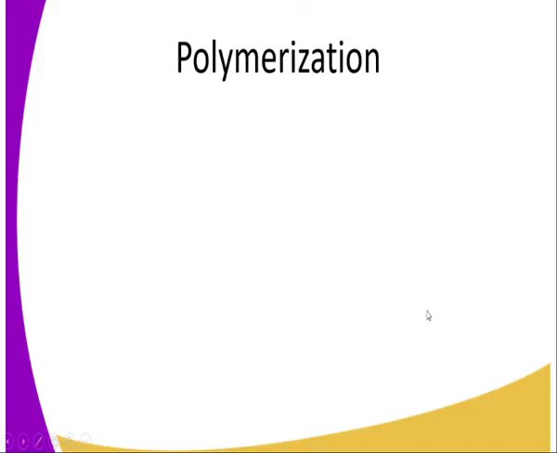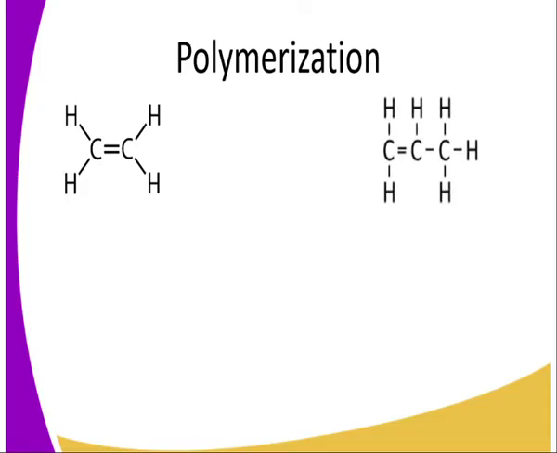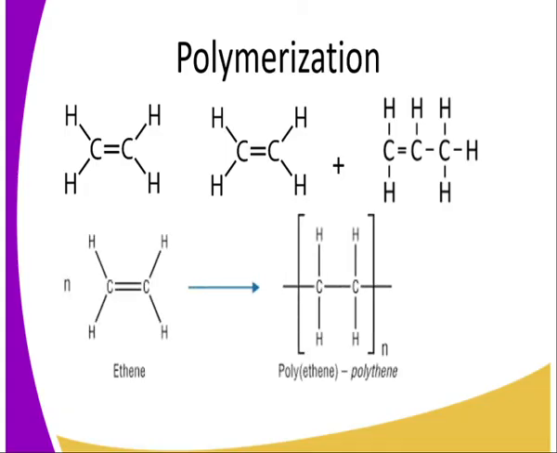Polymerization. It is important for us to understand what a monomer is first. A monomer is a single molecule of an alkene. For instance, we have ethene. We may also have propene. These can be referred to as monomers. So they can be linked together, and when a monomer reacts with another monomer, this gives us what we refer to as a polymer, and the reaction is basically referred to as polymerization.